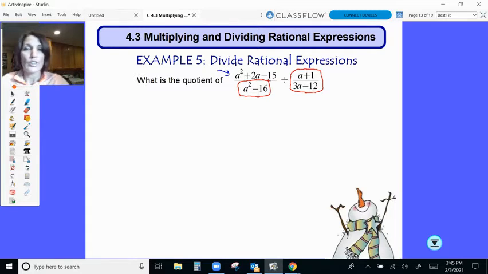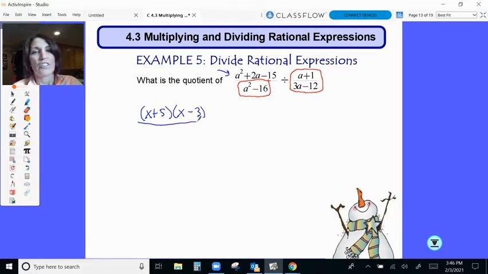So we start off the same exact way by factoring. Factors of negative 15 that add up to 2 are going to be x plus 5 times x minus 3. Factors of a squared minus 16, that's a difference of 2 squares. So a plus 4, I put x there instead of a. There we go. A plus 4 times a minus 4. And then we're going to multiply and flip this guy, okay?